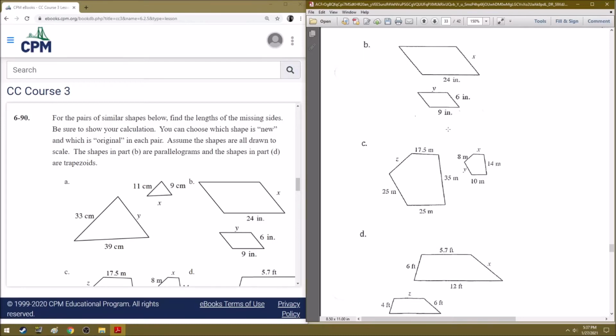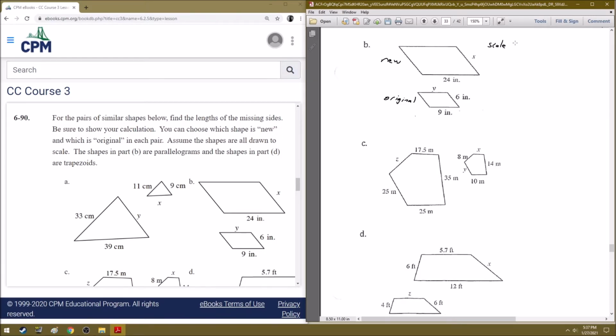Problem 6-90, we're going to be doing part B. So the problem tells us that we can assume that the shape in part B is a parallelogram. So these two sides are parallel, and these two sides are, and are the same length as each other. So we can pick either to be the original. I'm going to pick the small one down here to be the original, and this bigger one up here to be the new shape. So first thing we want to do is we want to find the scale factor.